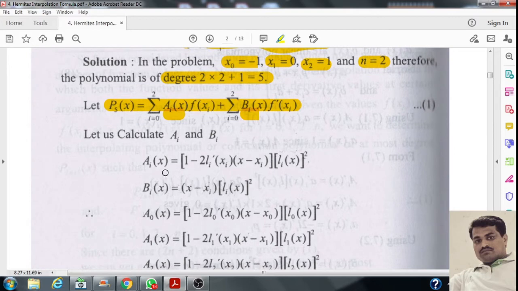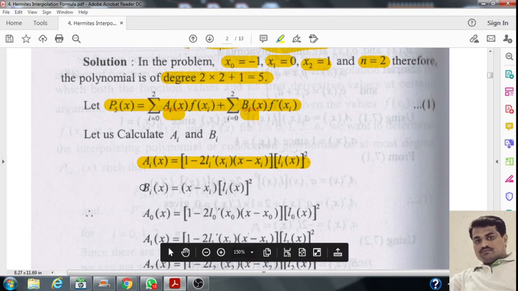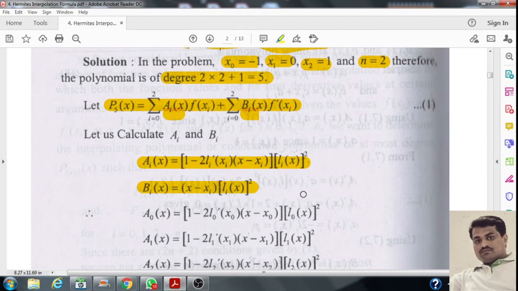We know the formula for A_i(x). As per the above formula, A_i(x) = [1 - 2L_i'(x_i)(x - x_i)] [L_i(x)]². And the second formula, B_i(x) = (x - x_i) [L_i(x)]². Okay, then here i goes from 0 to 2. To find A_i(x), how many values are there? i = 0, i = 1, i = 2, because n = 2.